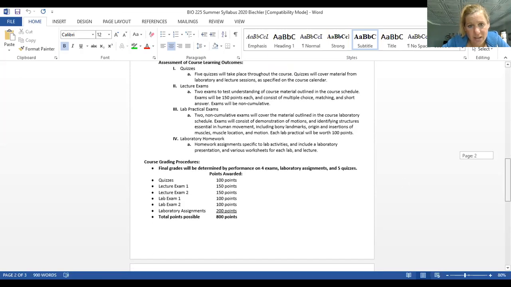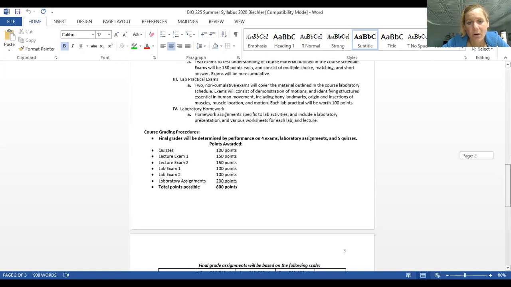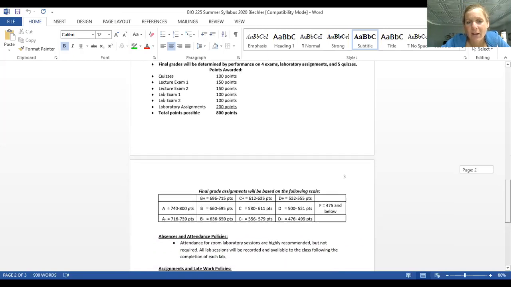Grading is listed here. So again, that's kind of how the points are awarded. I won't stray from that. Everything is set up for this class ahead of time. So I have everything ready to go for you in regards to those quizzes, those exams, those lab assignments. So those point totals will stay the same. So 800 points available in the class.